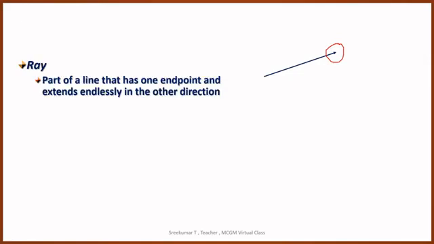And if you take the other part of the line with one arrowhead and the other end fixed, we named it a ray. All these things you have studied in 6th standard. It has one endpoint, the other side endless.